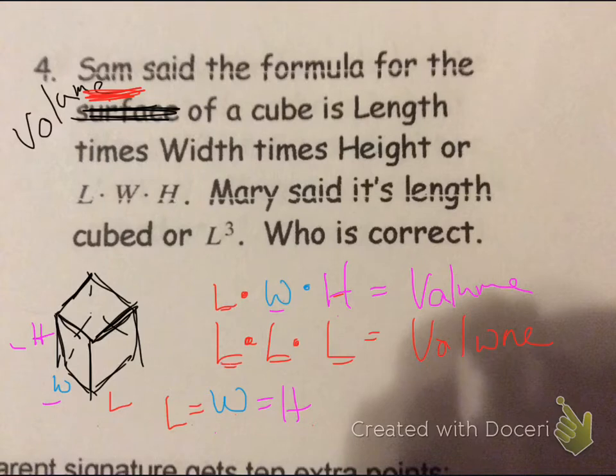Now, if you remember, we have 3 factors of the L. 3 factors of the L means that we are going to do L cubed equals volume. So, who's correct? It turns out that Mary and Sam are arguing about equivalent expressions. Length times width times height in a cube is the exact same thing as length cubed.